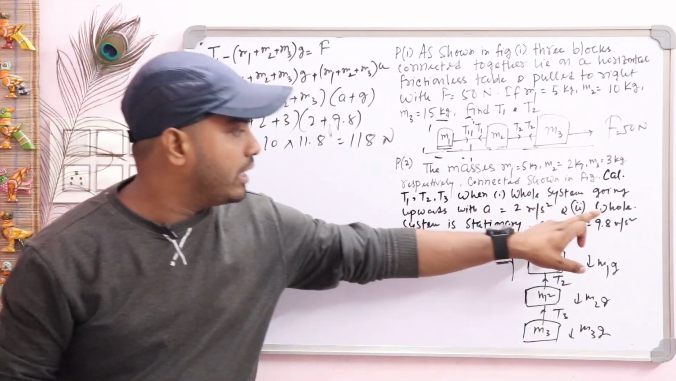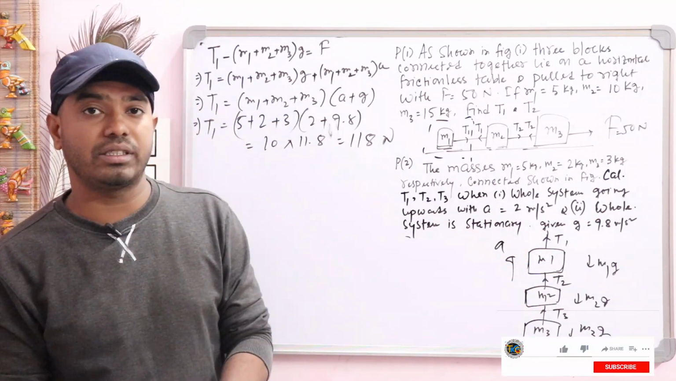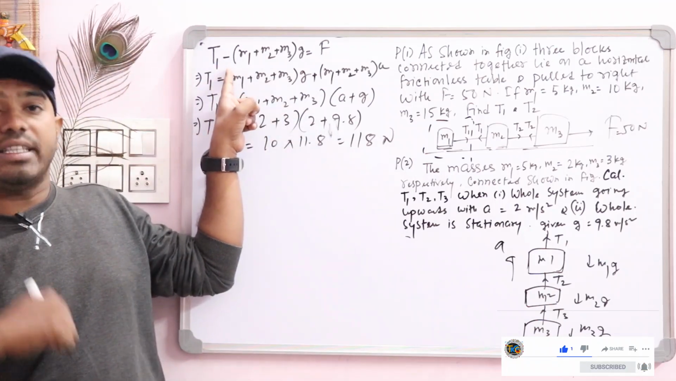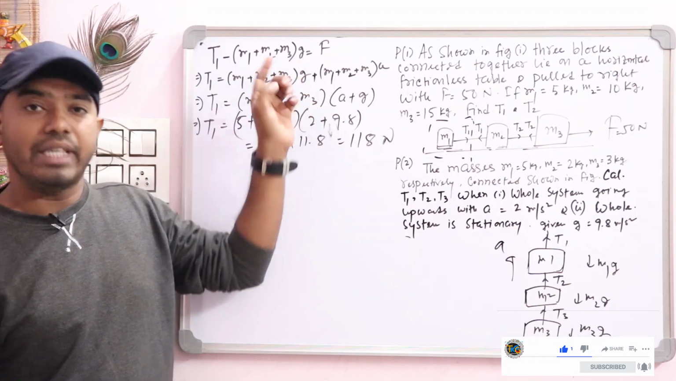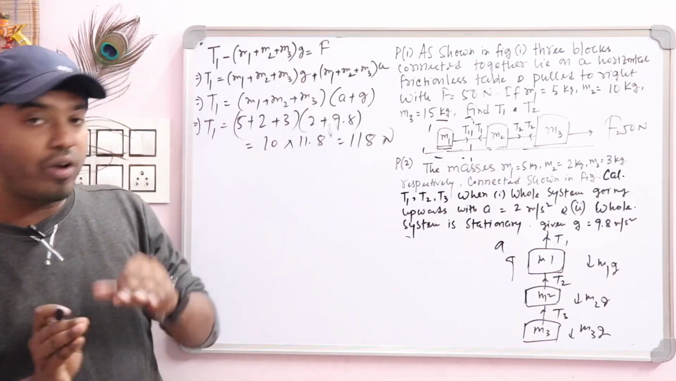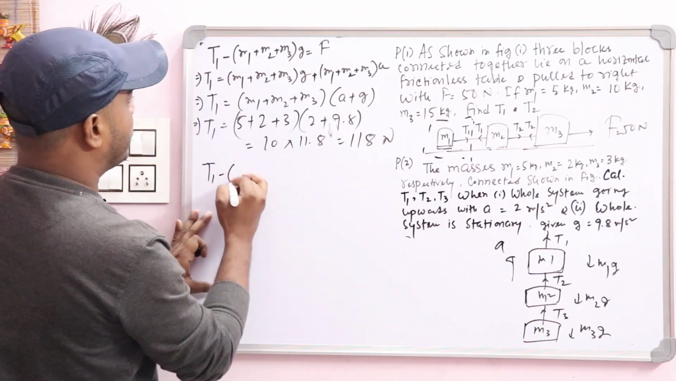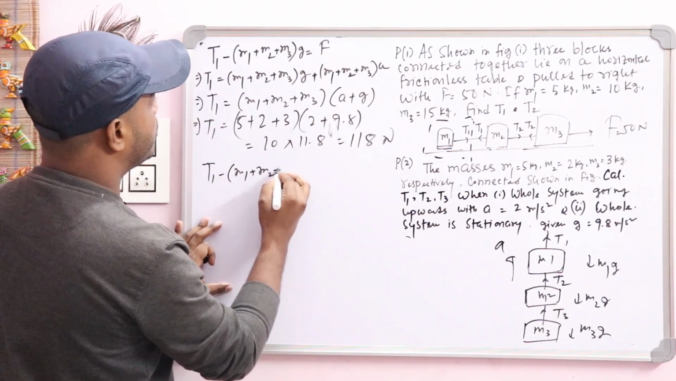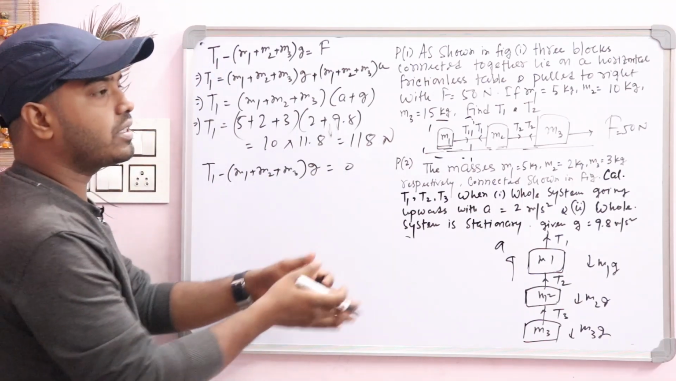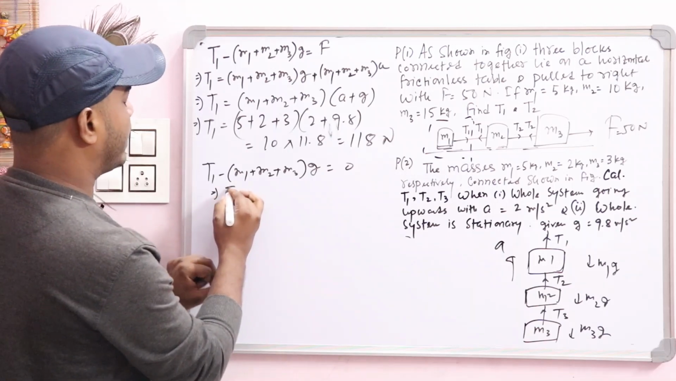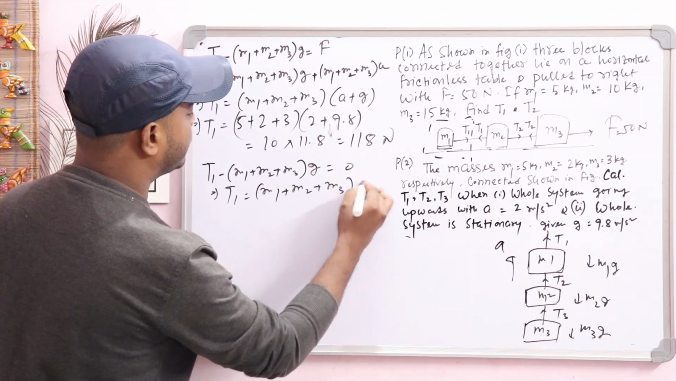Same when the whole system is stationary, the system is not moving, that means T1 is exactly equal to M1 plus M2 plus M3 into G. That's why the system is stationary. So for the second case you have to use the same thing: T1 minus (M1 plus M2 plus M3)G is equal to 0, net force 0, because the system is stationary. So you can easily find out T1, that is equal to (M1 plus M2 plus M3) into G.